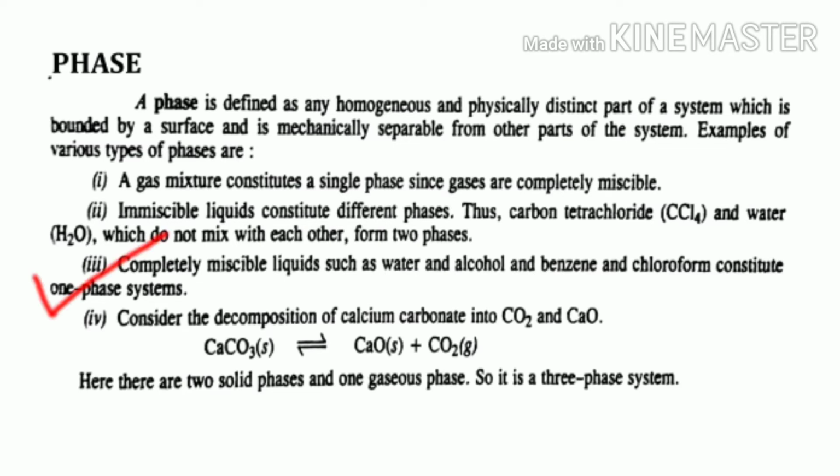Thirdly, completely miscible liquids such as water and alcohol, and benzene and chloroform, constitute a one-phase system in which all are liquid because these liquids mix completely. Next is an equilibrium system where calcium carbonate in the solid state undergoes decomposition to produce calcium oxide in the solid state and carbon dioxide in the gaseous state. Here there are two solid phases and one gaseous phase, so it is a three-phase system.